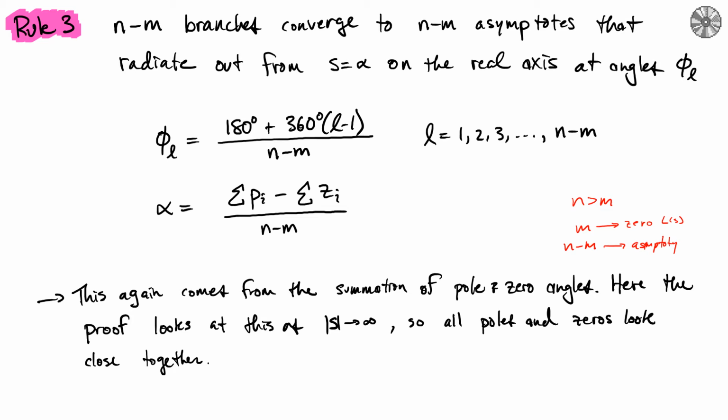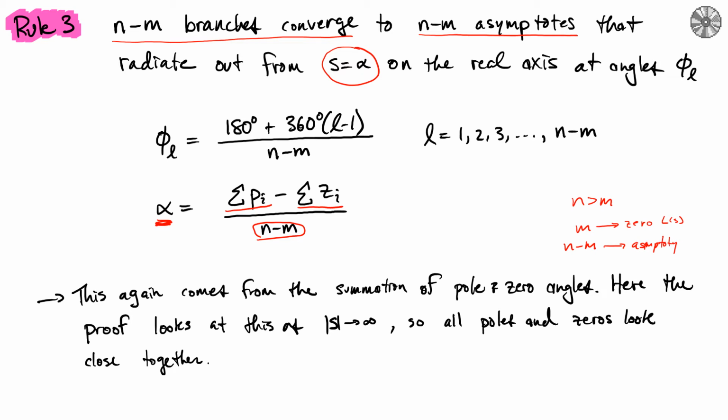What we say here is that the n minus m branches converge to n minus m asymptotes, and this rule provides the location and the angles of those asymptotes. So they're centered around a value s is equal to alpha, and we compute alpha. This is a point. It's going to be on the real axis, and it's the sum of all of the pole values minus the sum of all of the zero values divided by the quantity n minus m.